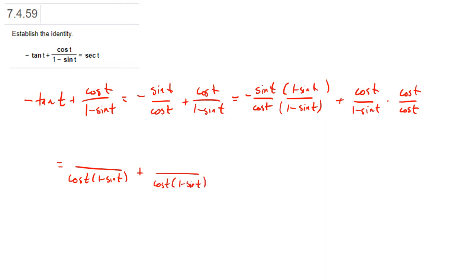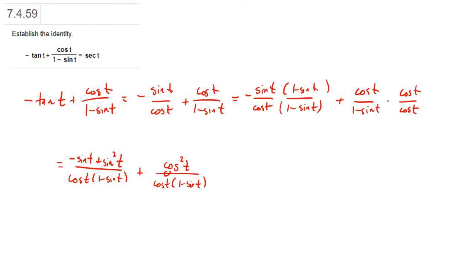Let's take care of their numerators, though. The first term, by which I mean this bit here, is going to be a negative sine t times all this, and the second term is just going to be a straightforward cos squared. So, distributing a negative sine t in that first numerator, we get negative sine t plus sine squared t, and here I have a cos squared t.